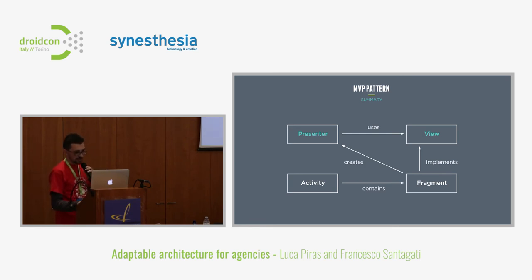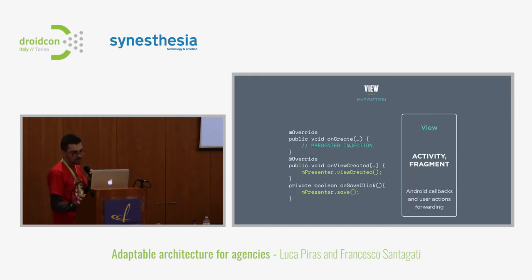We can start to talk about the simplest element, that is the view. It is usually implemented by an activity or a fragment, and it will be responsible for creating the presenter. We don't explicitly create a new presenter instance, but we ask Dagger for help. The only thing that the view will do is call a presenter method each time a user action or Android callback occurs. Almost every fragment that we implement forwards the onViewCreated method. Then the view passes control to the presenter.